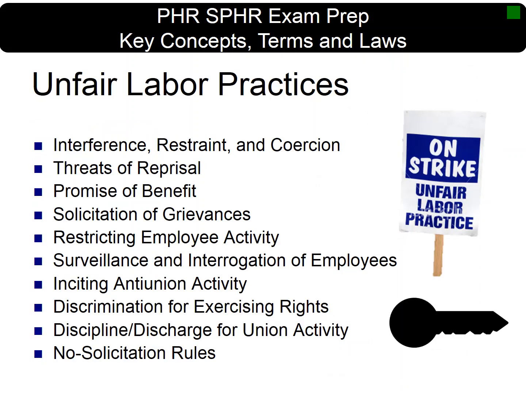Many of the unfair labor practice charges submitted to the NLRB arise from improper campaign activities, such as interference, restraint and coercion, threats of reprisal, promise of benefits, solicitation of grievances, restricting employee activities, surveillance and interrogation of employees, inciting anti-union activities, discrimination for exercising rights, discipline or discharge for union activity, and no solicitation rules.